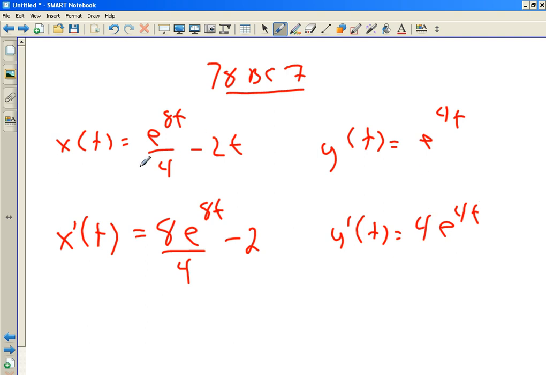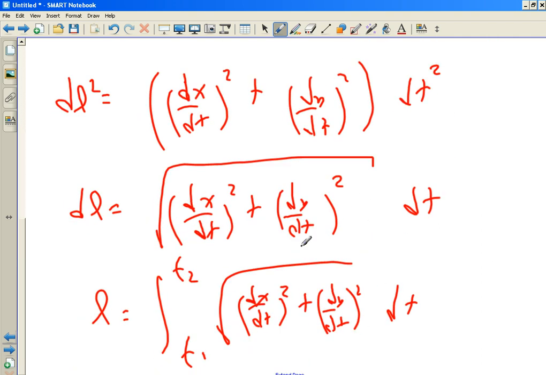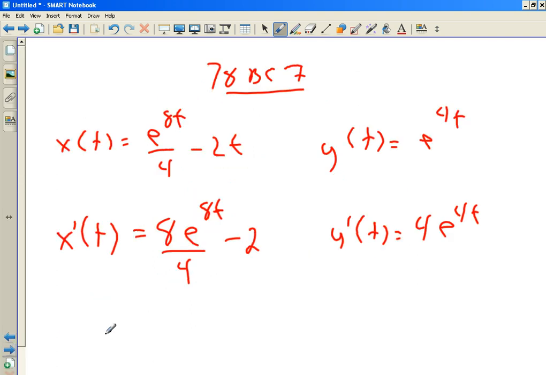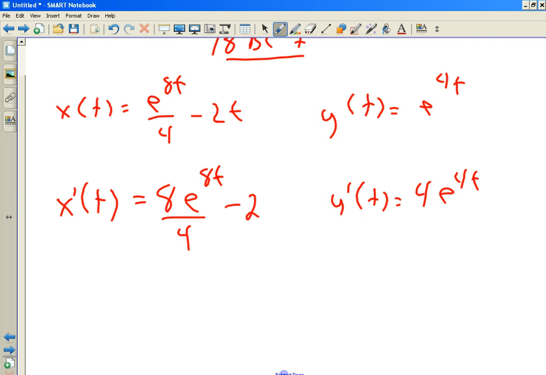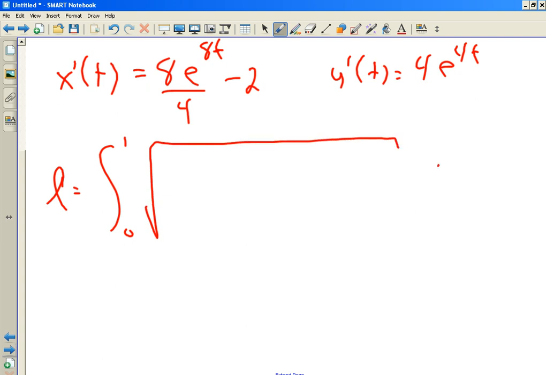Part B. Can you get the arc length of this parametrically defined path from t equals 0 to t equals 1? Okay, let's do it. Now remember what we're doing. We're just doing this formula, right? So we're going to take the derivatives that we had, square them, add them, square root them, integrate them. It sounds like a lot. It's actually doable. All right, so here we go. L is going to be the integral from 0 to 1 of, what does the formula say? Square root of some big mess, dt.